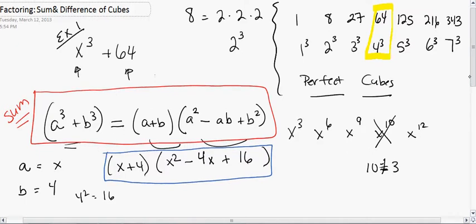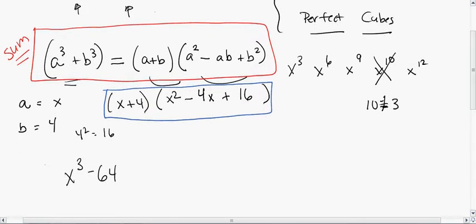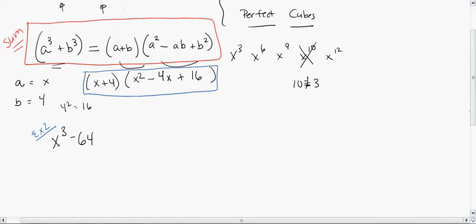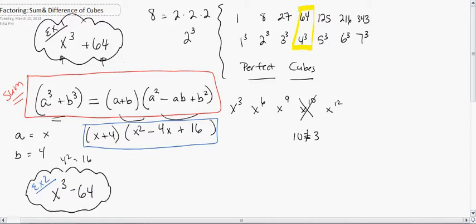If I'm trying to figure out the difference of two cubes, so here's my second example. It's going to look a lot like the first example. The only thing that's going to look different about the problem is subtracting. So let me zoom out here so you can see these two. Here's my first example, x cubed plus 64. Here's my second example, x cubed minus 64. They're both still cubes, but now I've got a subtraction going on here.